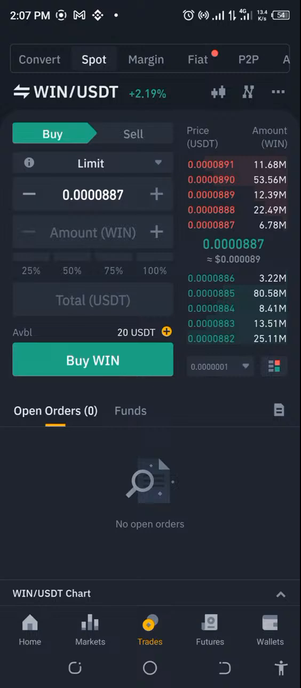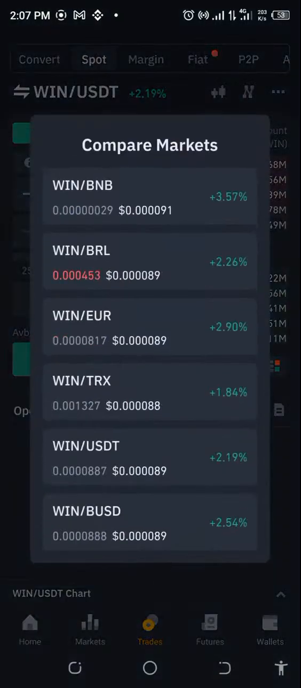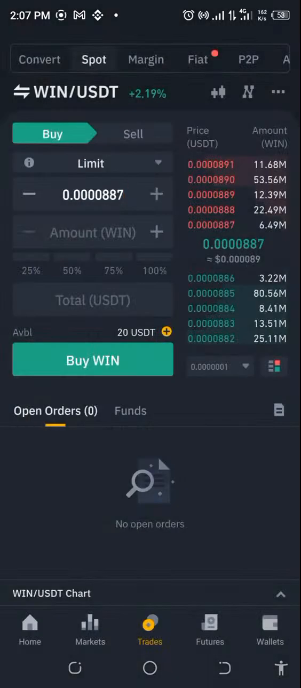Today, we're on another episode of Triangular Arbitrage. Yes, on Binance. You guessed that right. All right, so today, what do we have here? We have Win USDT. So let's go over quickly to the compare markets and see what we have. We have Win USDT as 0.000089 and Win BNB as 0.000091. So let's go ahead and try this out with the basic simulation using Win USDT.